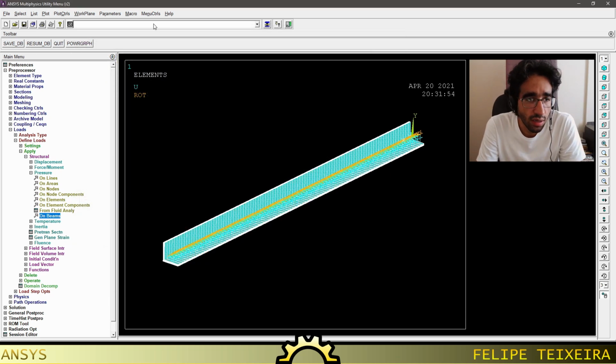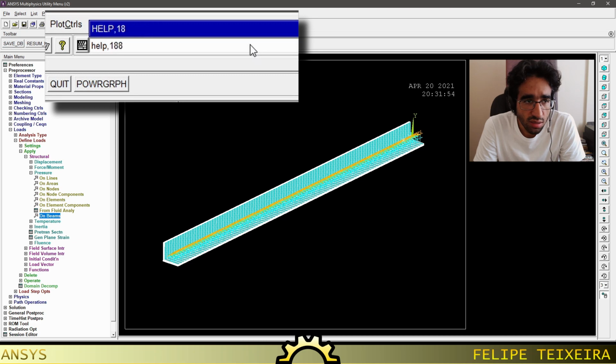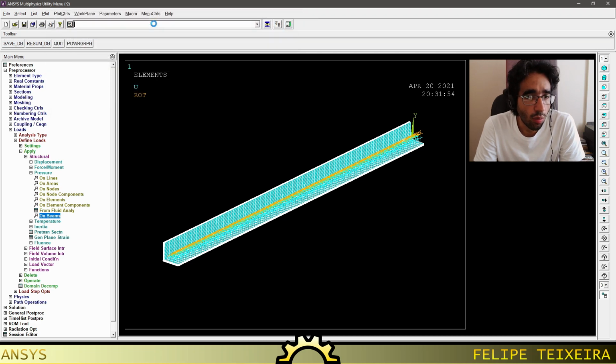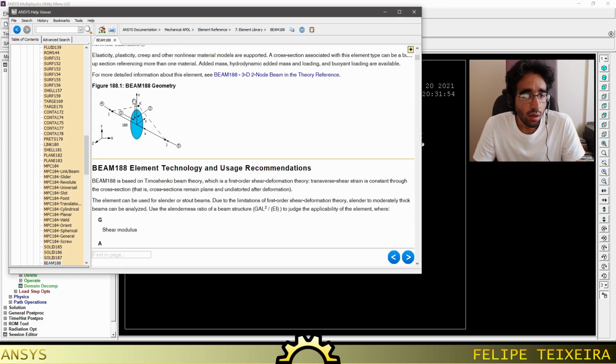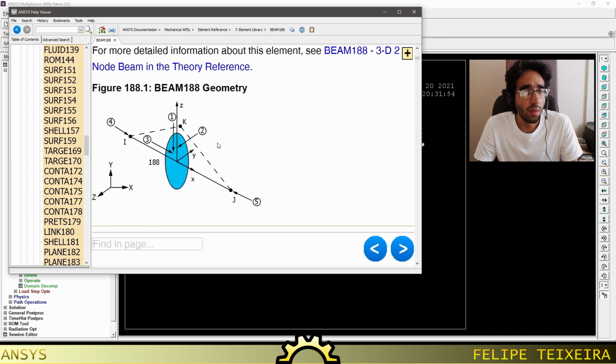Whenever you run into this kind of an issue in ANSYS, the best thing to do is to check the help. So I type on the command line help, 188. 188 is the number of the element I'm using, BEAM188. In BEAM188's help page, I hope to be able to learn what these load keys are and how they are applied to this element in particular.